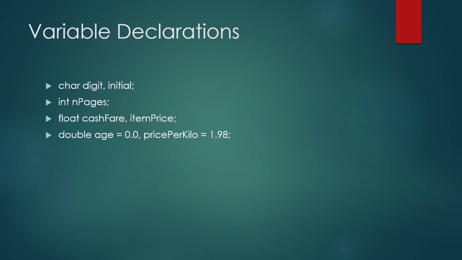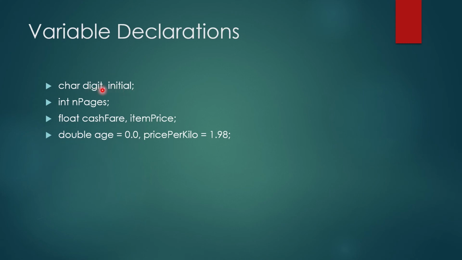Now this is how you declare your variables. We start out here and we're saying the data type of these variables is called a char, and the variables are called digit and initial. We're going to be able to store values in those two variables, digit and initial, and they can be either numbers from -127 up to +127, or they could be letters.